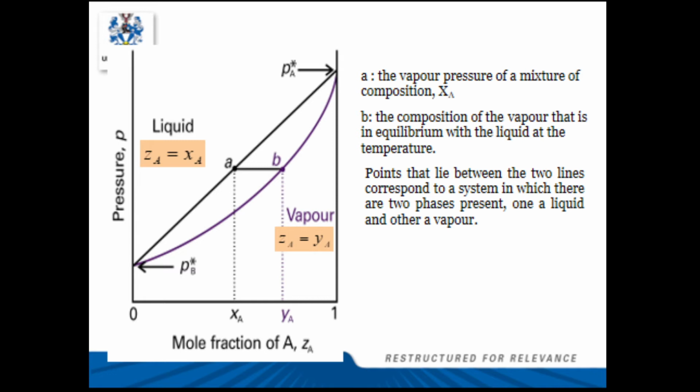So in our graph, point A represents the vapor pressure of a mixture of composition XA. And point B represents the composition of the vapor that is in equilibrium with the liquid at that temperature. And all the points that lie between the two lines correspond to a system in which there are two phases present. One phase being the liquid and the other phase being the vapor.